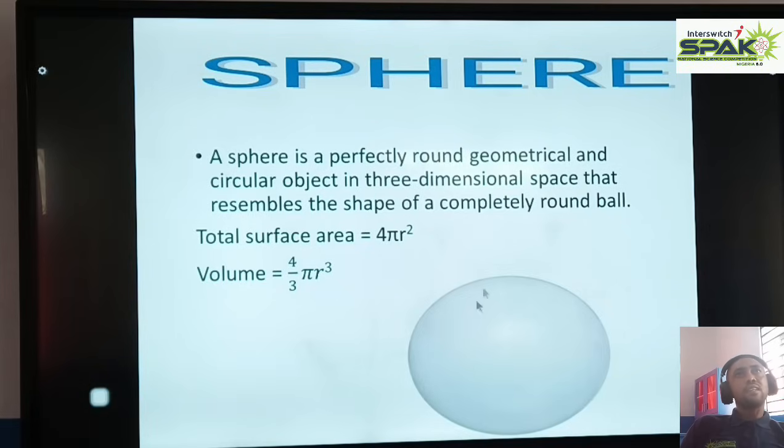And when we talk about a hemisphere, it is half of a sphere. So in that sense, the total surface area of a hemisphere will be this divided by 2. That will give us 2 pi r squared. And the volume of a hemisphere is this divided by 2, which is 2/3 pi r cubed. So this is the sphere.